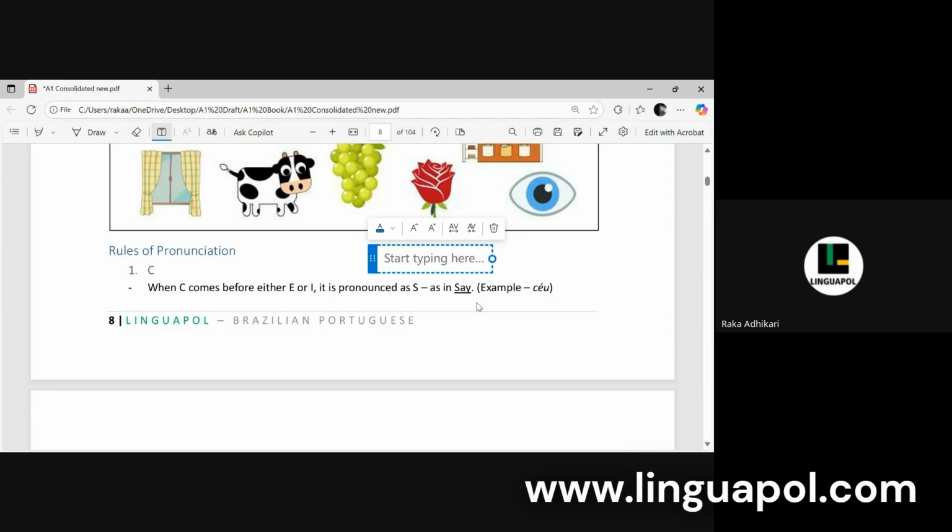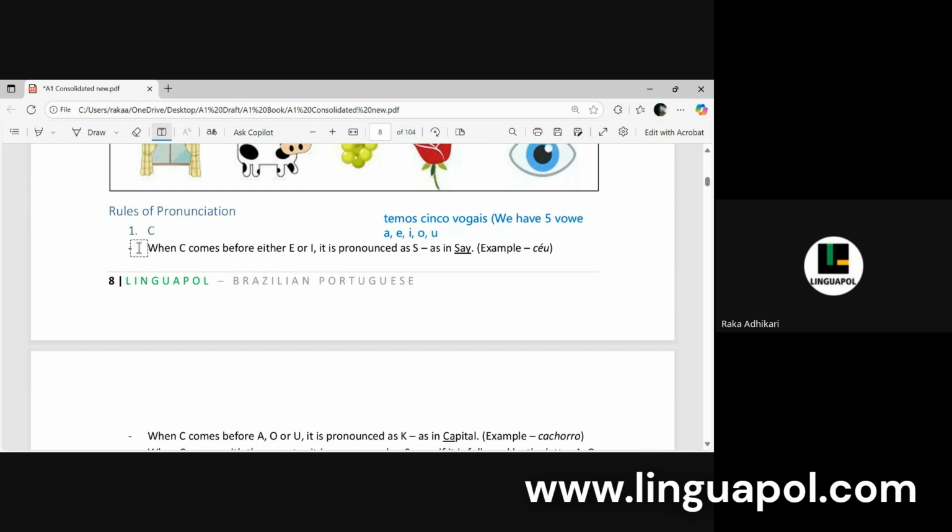So we have 5 vowels in Portuguese, which we call vogais. Okay. So temos 5 vogais. Elas são A, E, I, O, U. So most of the rules that we are going to read are related to the vowels.